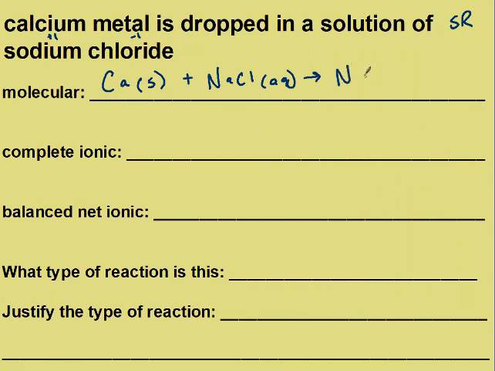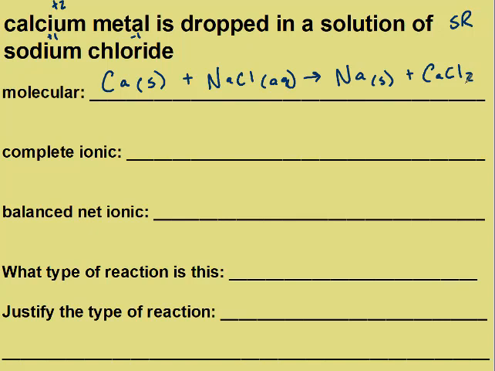So sodium gets kicked to the curb, and it's by itself. It can be by itself, so that's fine. And it's going to be a solid because it's just a piece of metal. Plus, and then calcium chloride. Calcium's a +2, chloride's a -1, so we get CaCl2.